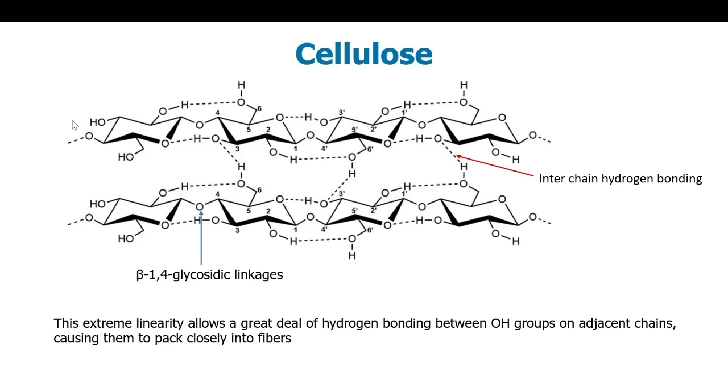Another thing to note here is that this cellulose is like amylose, where you have a linear polysaccharide chain, and each chain is connected to one another by interchain hydrogen bonding, making them much more rigid and much more linear. This extreme linearity allows a great deal of hydrogen bonding between OH groups on adjacent chains and causes them to pack very tightly into fibers.